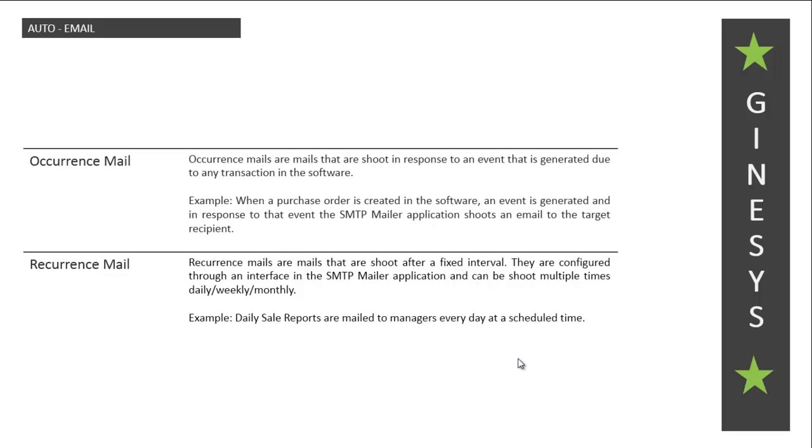Whereas there is another type of mail which is called recurrence mail. They are mails that are shot after every fixed interval. They are configured through an interface in the auto email or SMTP mailer application and can be shot multiple times, either daily or weekly or monthly. For example, daily sales reports are mailed to the managers every day at a scheduled time.